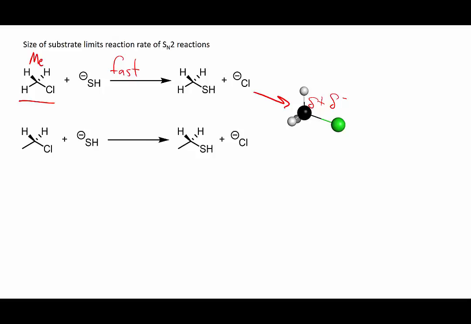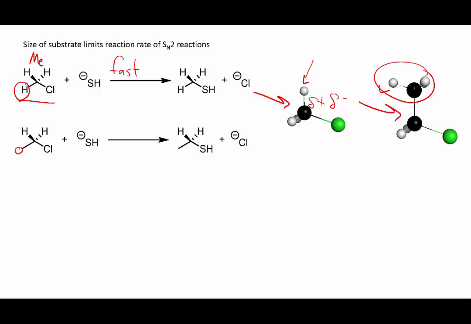What happens if we replace one hydrogen with a methyl group? Well, ball and stick model, all of a sudden this hydrogen here is much larger. This adds more steric hindrance. Steric just means size or bulk. So if we're approaching the backside again, there's a little bit of a clash between the nucleophile and that one methyl group. So that will slow the reaction down.